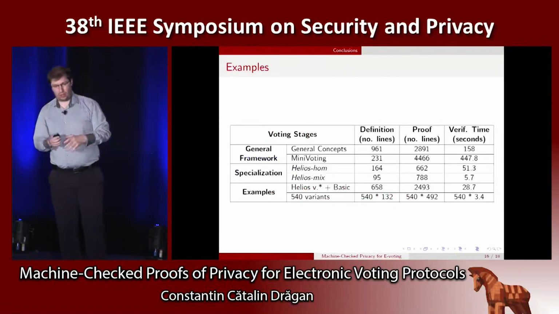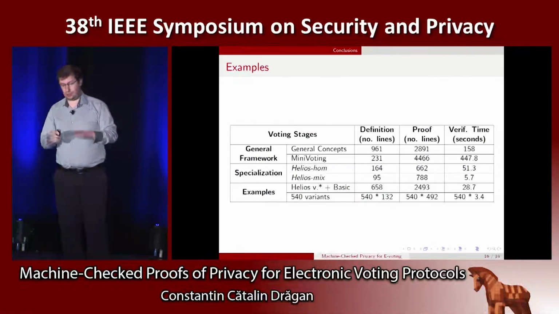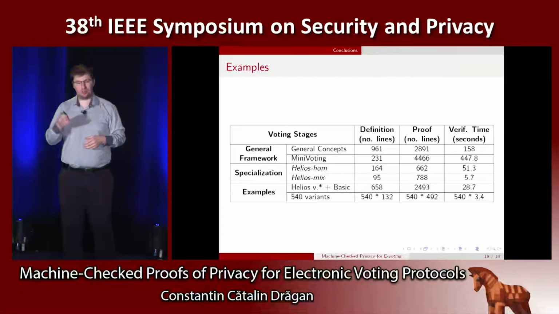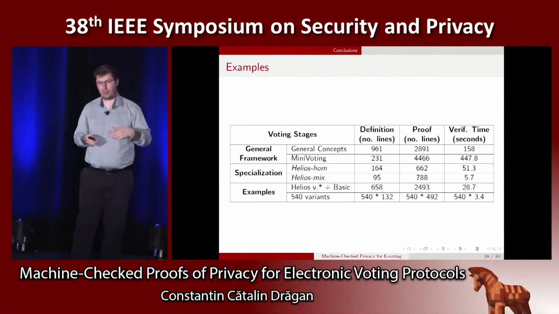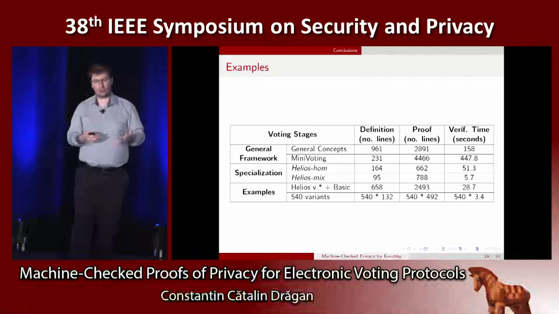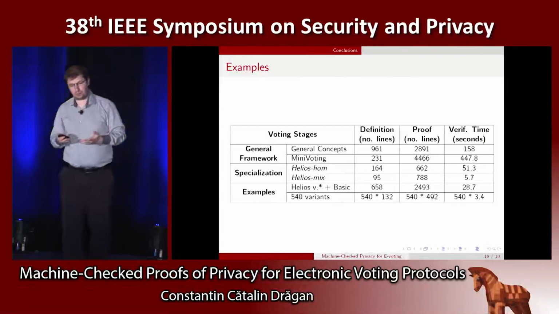Now I'm trying to present some statistics on the number of lines of code and verification time. On your right, you have voting stages and the most important ones, and on the left you have number of lines of code and verification time. As you can see, most of our work has been concentrated on mini voting.